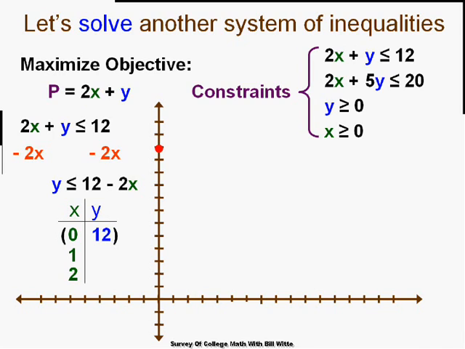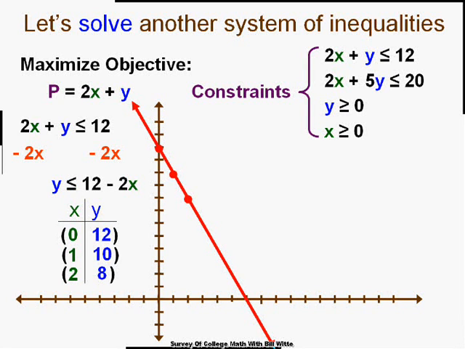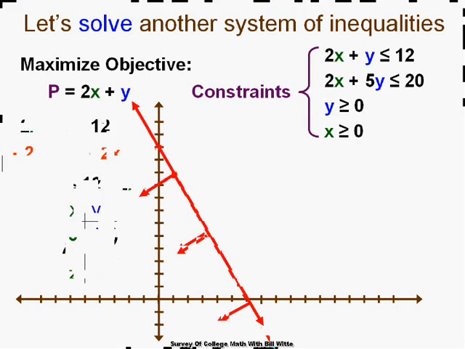If I put in a 1, 12 minus 2 times 1 is 10. So I get the point 1, 10. And if I put in a 2, 12 minus 2 times 2 is 12 minus 4 is 8. And hopefully 2, 8. They line up. We're going to have to draw the line and decide whether to shade above or below. Since it's less than, I say to the left, but it really is down, isn't it? Okay, that's one of them.